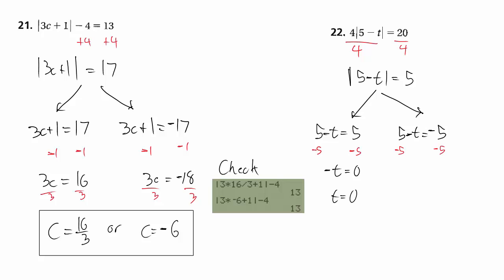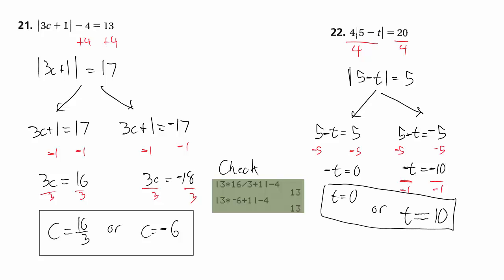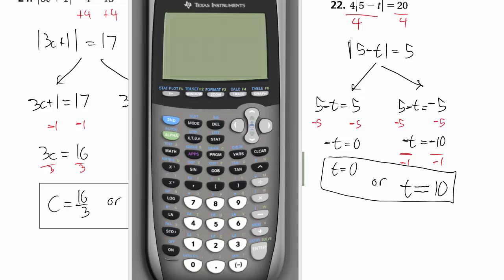One solution is t is equal to 0. Here, subtract 5 on each side, but I get negative t is a -10. So that means positive t is a positive 10. So my two solutions are 0 or 10. That's my solutions. I could put it in roster form if I want. I could put like 0, comma, 10.